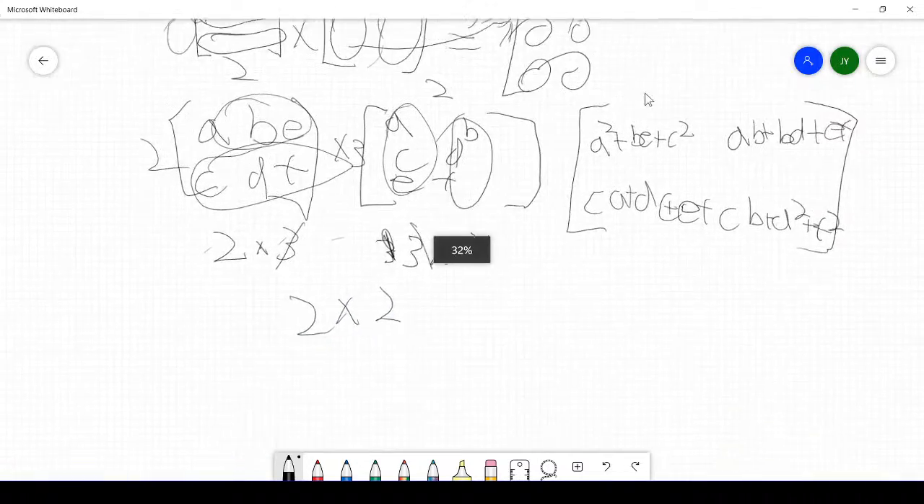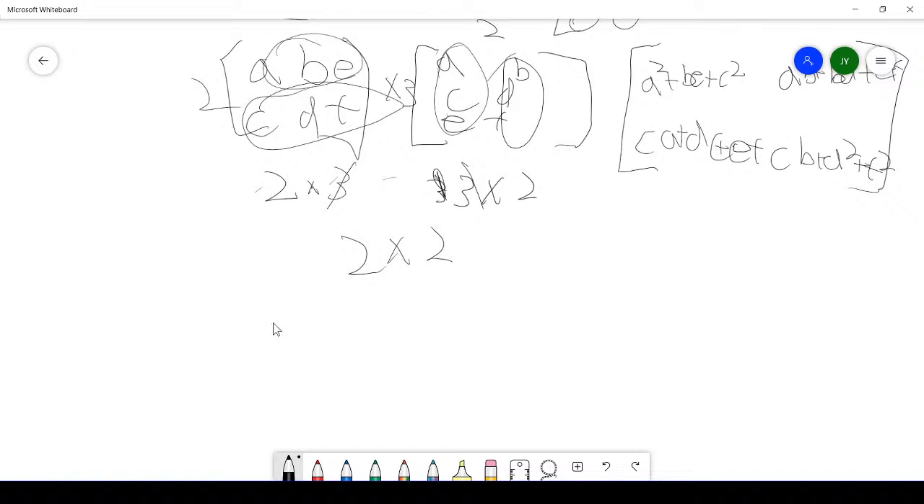Now, if you were to reverse this, so let's say we multiplied a 3 by 2 matrix times a 2 by 3 matrix, even if it were the same matrices and you just changed the order of which one was being multiplied to what, it would give you a 3 by 3 matrix instead.